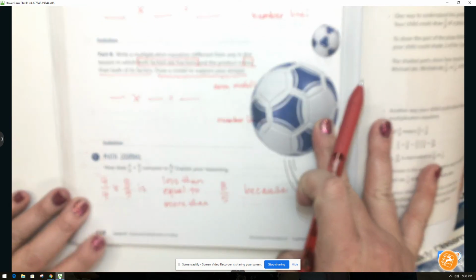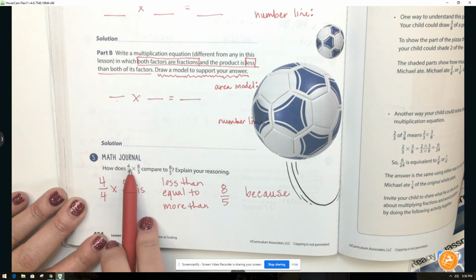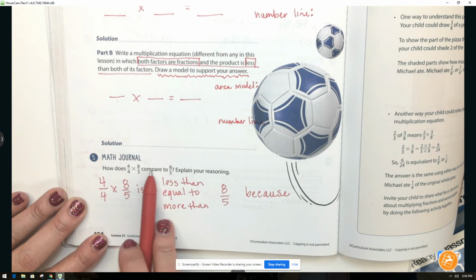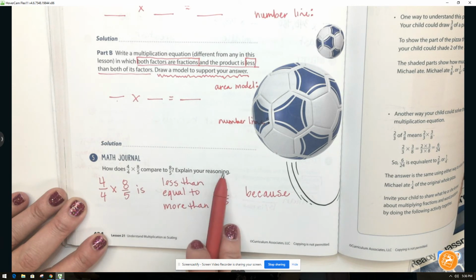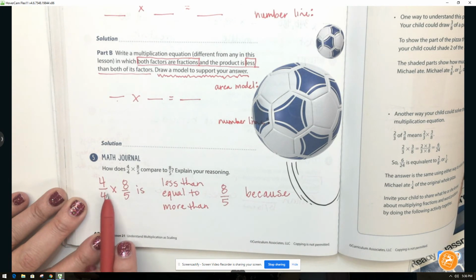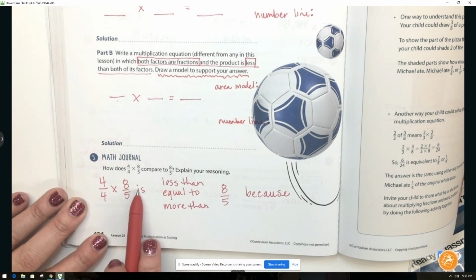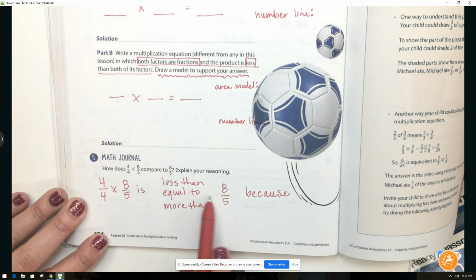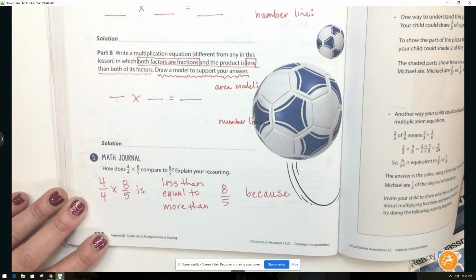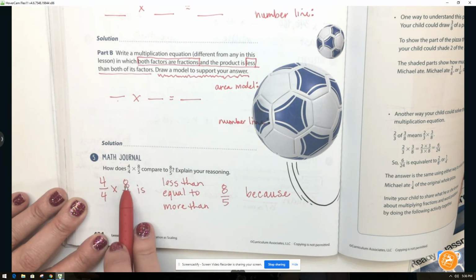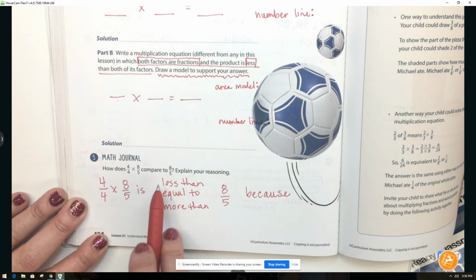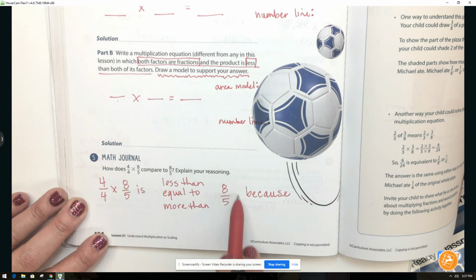Finally, how does 4/4 times 8/5 compare to 8/5? Explain your reasoning. So you're going to tell me whether 4/4 times 8/5 is less than, equal to, or more than 8/5, and then tell me why. You're going to circle one of these choices: will the resulting product be less than, equal to, or more than 8/5? And then tell me why.